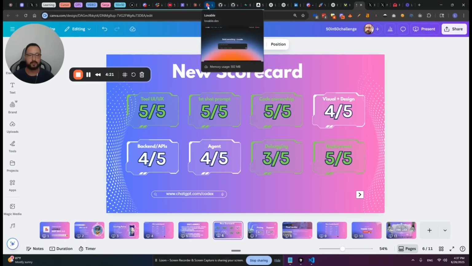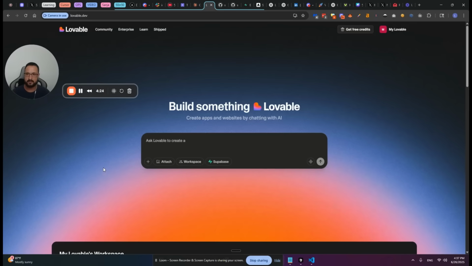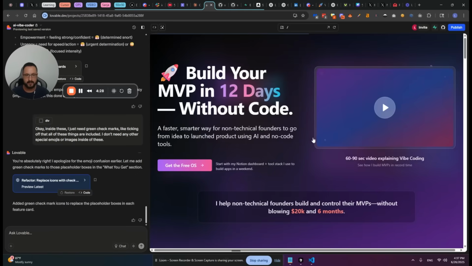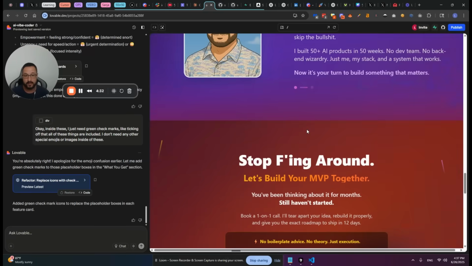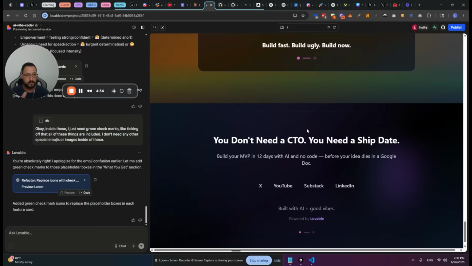I can show you just so that we are on the same page. I don't know what you're getting as your first shot prompts, but this is what I've got from one of my apps. To me, this is impressive. I'm not a designer.